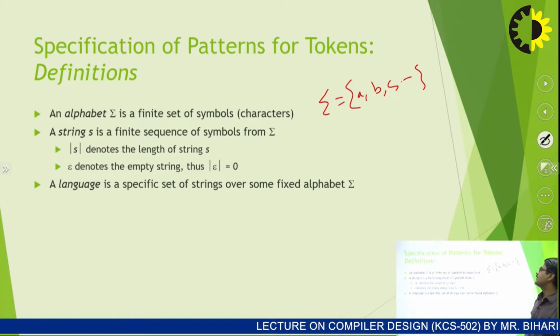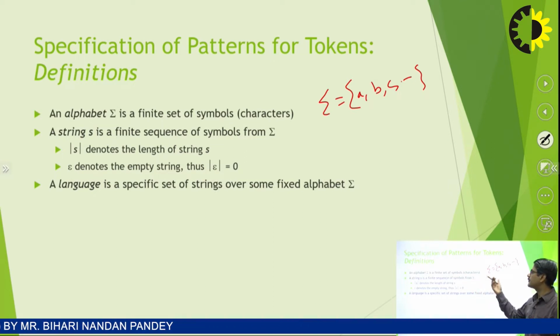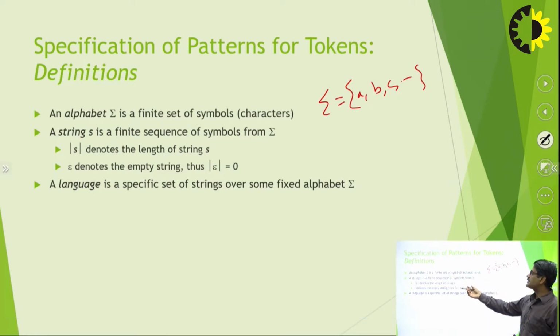A string is a finite sequence of symbols from summation. Mod of s denotes the length of a string. You can define the length, 4, 5, 6, 2, 1, whatever is required for your particular processing. Then epsilon denotes the empty string. It has empty length, nothing is available, but we use it because epsilon has significant uses.